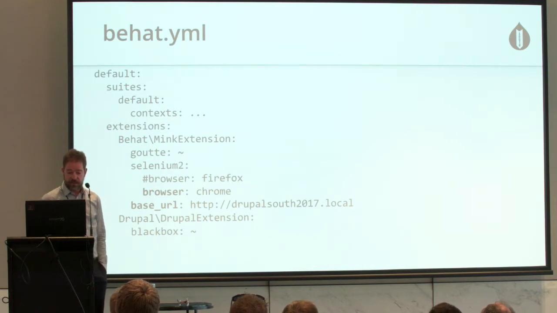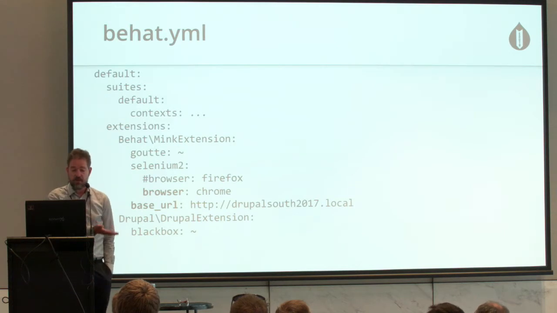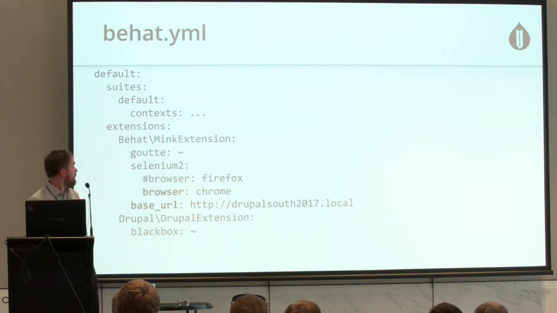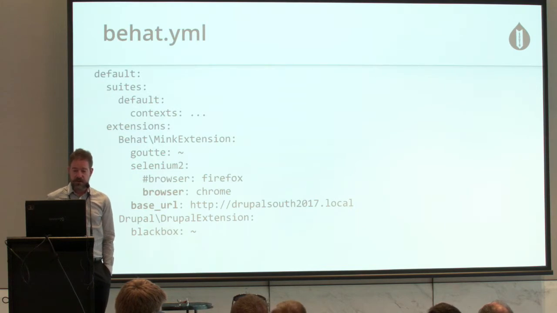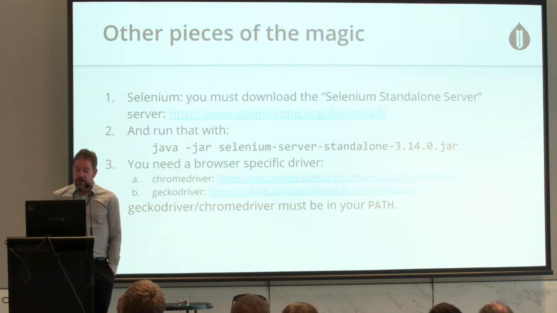Let me focus a bit on the Selenium 2 part. That's the part of Behat that does website testing. You can pick your browser, so you can test Firefox, you can test Chrome, you can give options, so you can actually test mobile Chrome or mobile Firefox. And your base URL, obviously quite important. That's the main URL for your website, the default one your test will use.